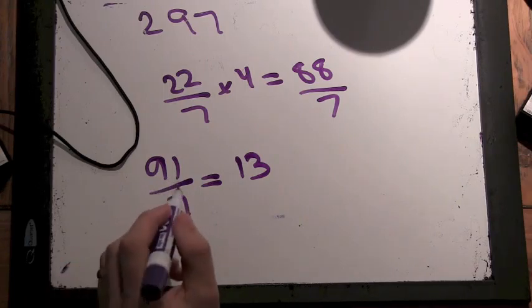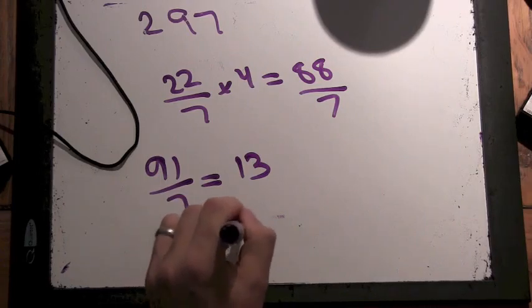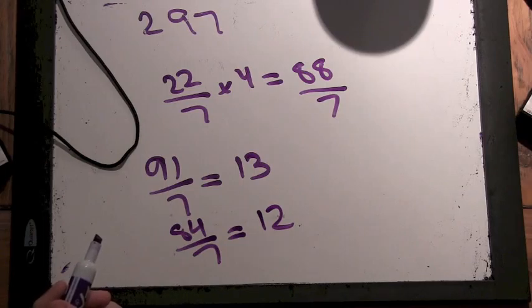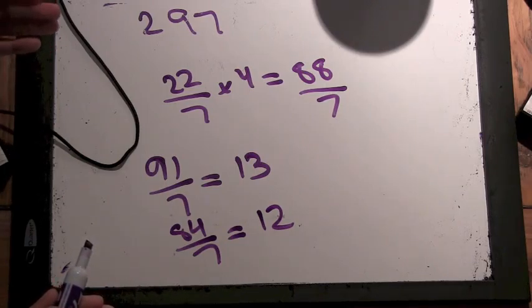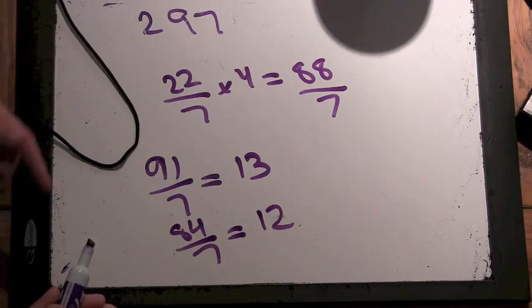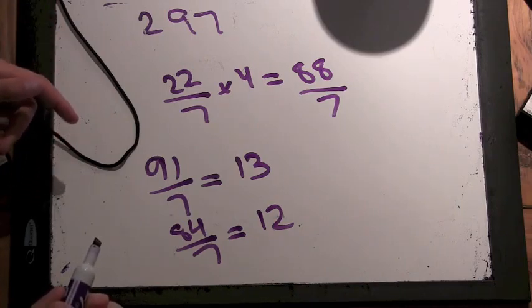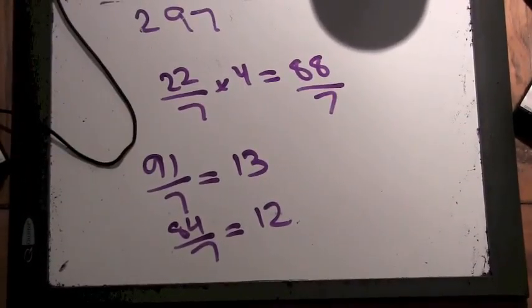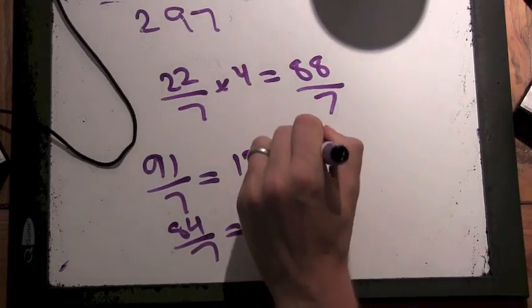Well, 84 would work. 84 over 7 is 12. So what's 88 over 7? It's between 12 and 13. So we could say maybe it's around 12 and a half, because it's about in the middle. That's true, but you can tell me what it is exactly. Well, it's 12 and 4 sevenths.